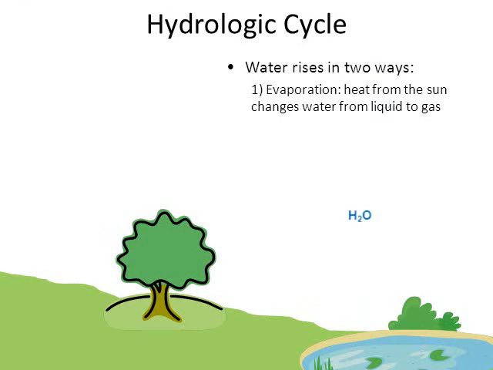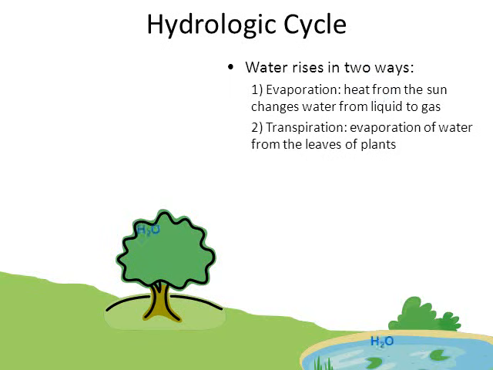A second way that water rises into the atmosphere is through what's called transpiration. Transpiration is where plants lose water through their leaves. Let's actually look at that in a little more detail. So one thing I want you to know when we focus on transpiration is that plants have these little pores on the backside of their leaves.